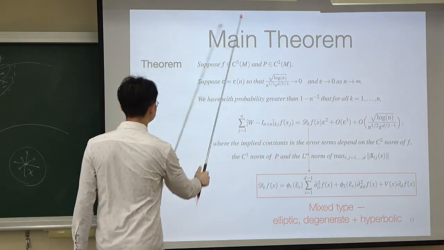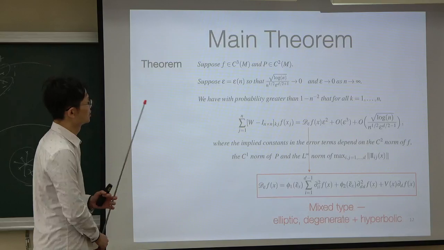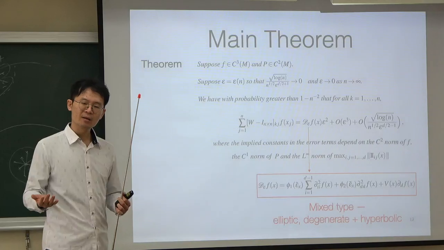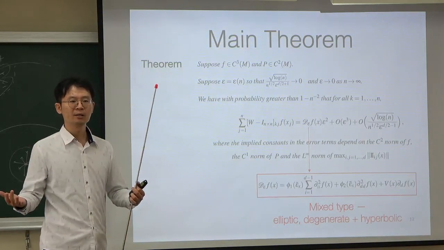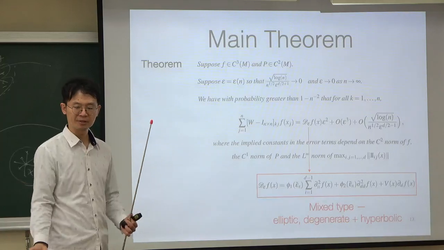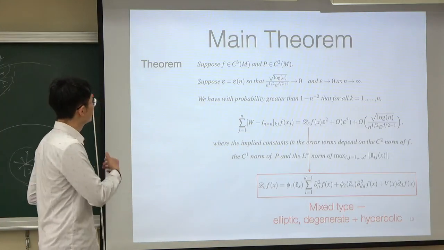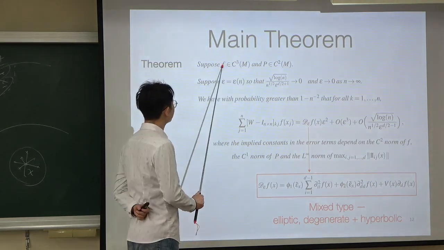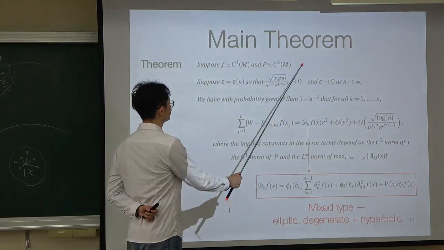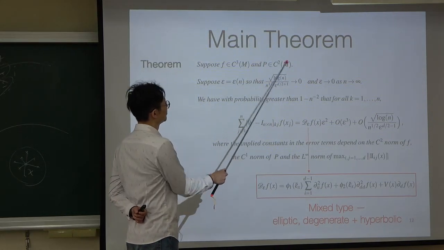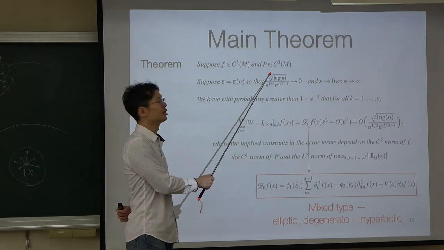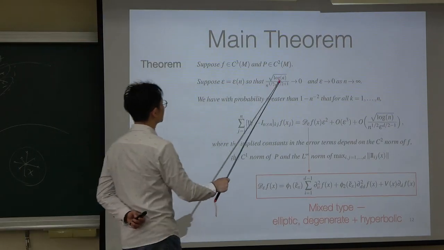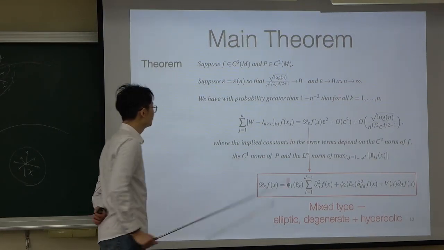So here is the main theorem. The main theorem tells you that, as I told you, when rho is 3 and you do not have boundary, then you can recover the Laplace-Beltrami operator. But if now we have boundary, what will we get? Here you see, F is C3, P is C2. We don't need the high regularity, because right now we have fixed rho to be 3, so rho can be only C2. And suppose we have epsilon, so that all these are satisfied when n goes to infinity.